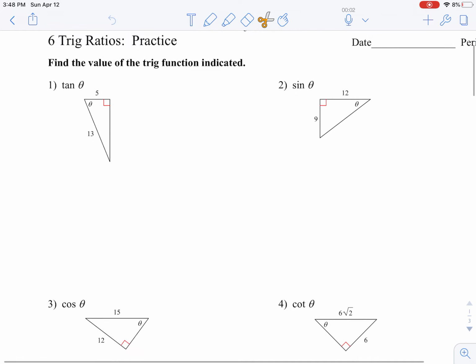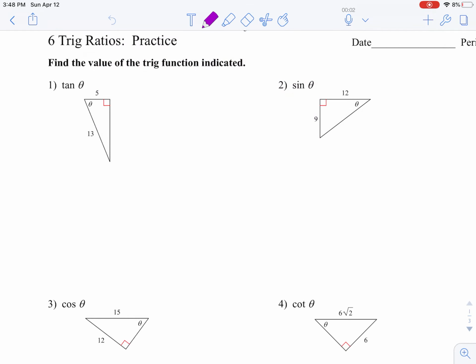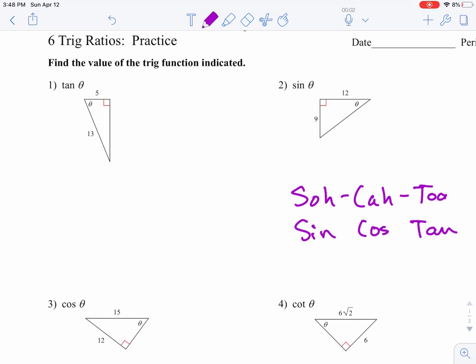Another review, okay? SOHCAHTOA, okay? Sine, cosine, tangent. Sine is opposite over hypotenuse. That's where the acronym comes from. Cosine is adjacent over hypotenuse. Tangent is opposite over adjacent, all right?